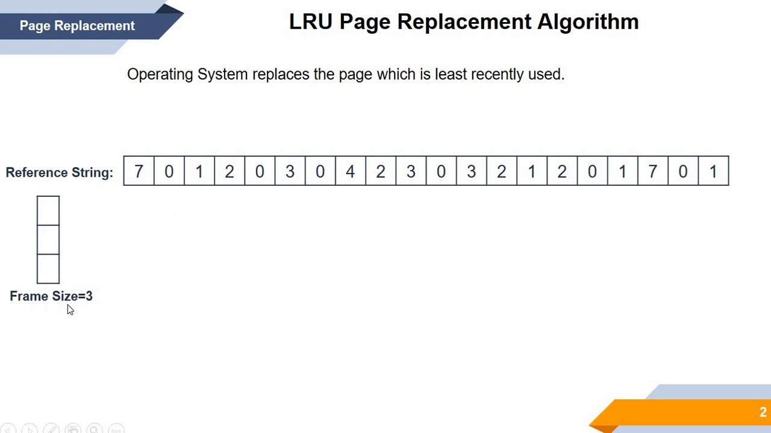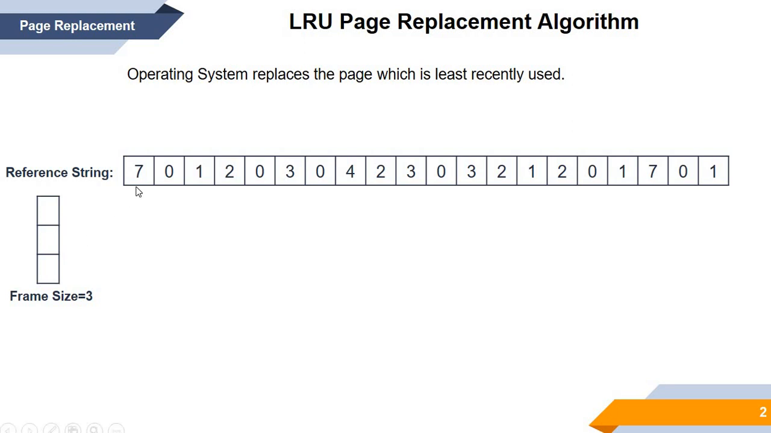Assume the frame size is 3 and initially the frame is empty. Here I am supposed to calculate the ratio of the page fault and the ratio of the page hit. Now we will discuss how the LRU page replacement algorithm works.